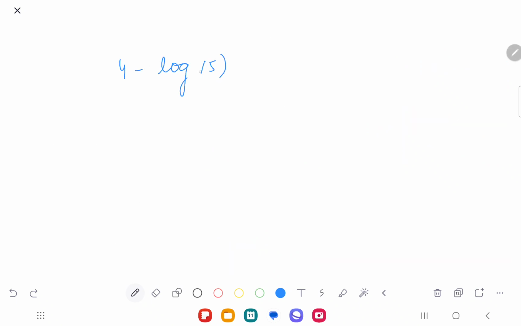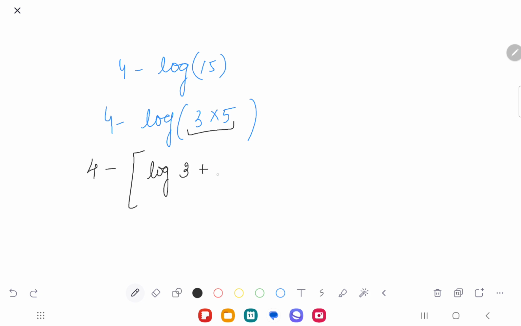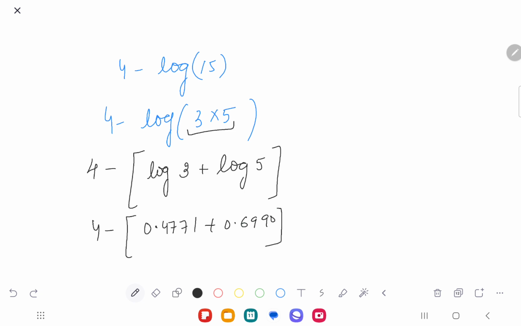How do you think I should break down 15? 4 minus log of 3 times 5. What I'm trying to do is break this number into numbers whose values I sort of know. And now again, log of a times b, so 4 minus, let the minus sign remain outside. Inside it is going to become log 3 plus log 5. What is log 3? Log 3 is 0.4771 and log 5 is 0.6990. Yes or no?